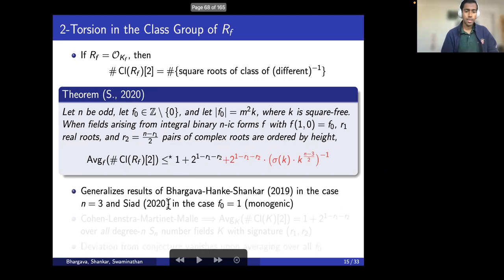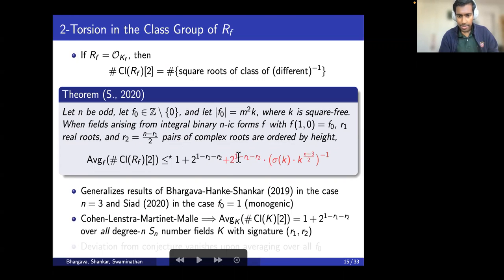Okay, so this theorem was previously proven in the case where n equals 3, the cubic case by Bhargava, Hanke, and Shankar. And in the case where the leading coefficient is 1, the monogenic case by Siad. And so I've stated this theorem in the case where n is odd, so we're looking at odd degree number fields, but there's a perfectly good analog of the theorem in the case where n is even. It's just too hard to state, so I'm not going to state it here. Okay.